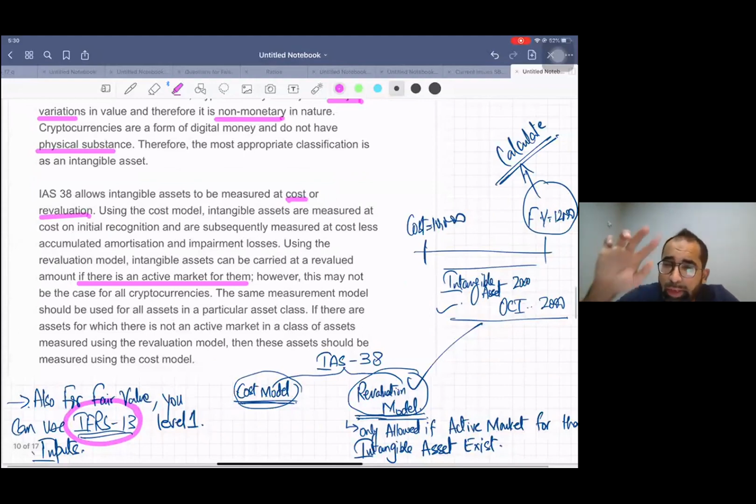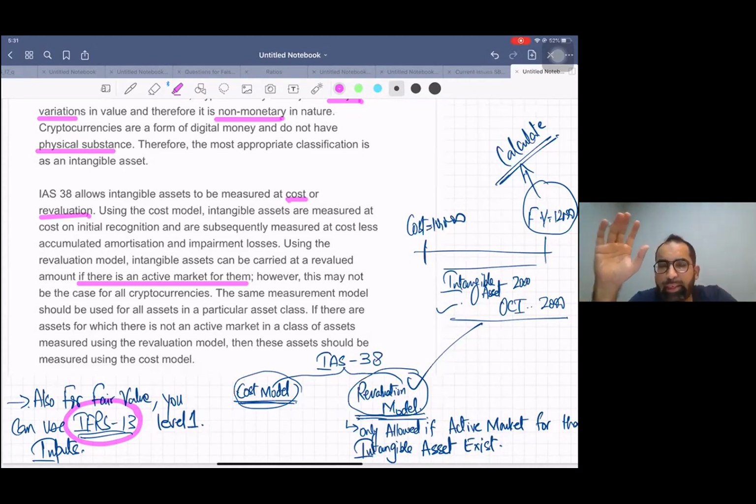So now you have two examples of level 1. The first example of level 1 that we teachers normally give is the stock exchange, the quoted company shares. And now you have one more example of level 1, that is cryptocurrency, right?